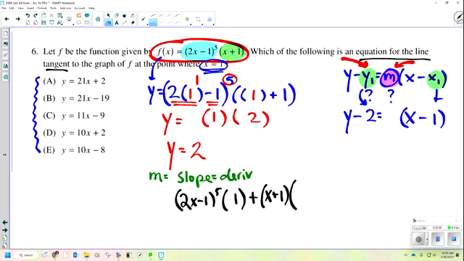The 5 comes down. The inside stays the same. I reduce my exponent by 1, and then I multiply that times the derivative of the inside. The derivative of 2x minus 1 is just 2. This is f prime of x. This is the derivative of x, which is ultimately my m.